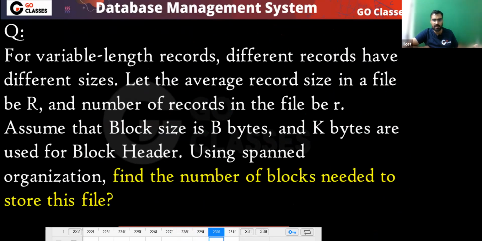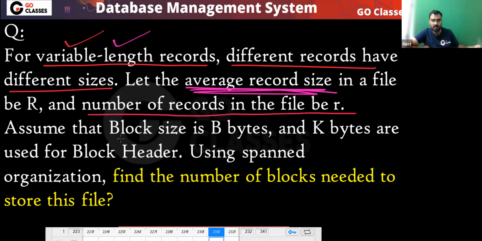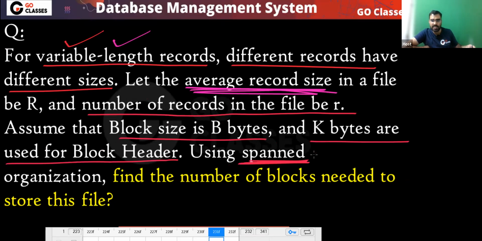Okay, let's see this question. Tell me the answer quickly, a very simple question again. For variable length records, different records can have different sizes. We have done this, I think. The average record size is given, that is capital R. The number of records is given, that is small r. Block size is B bytes, and K bytes are used for the block header. You have spanned organization.